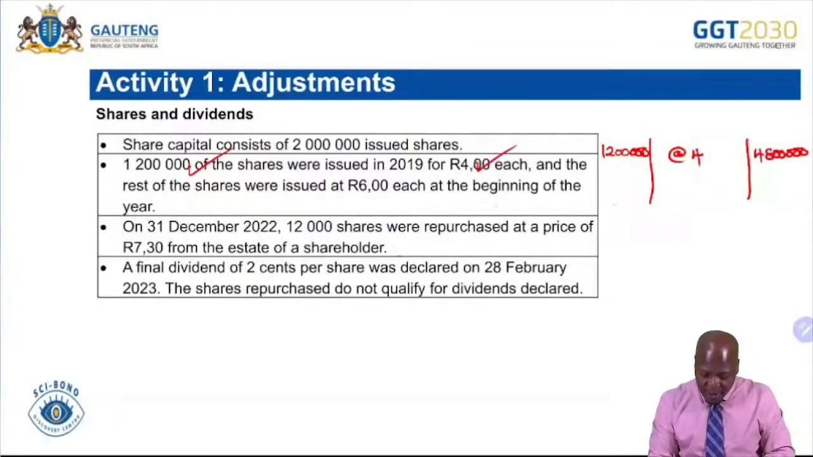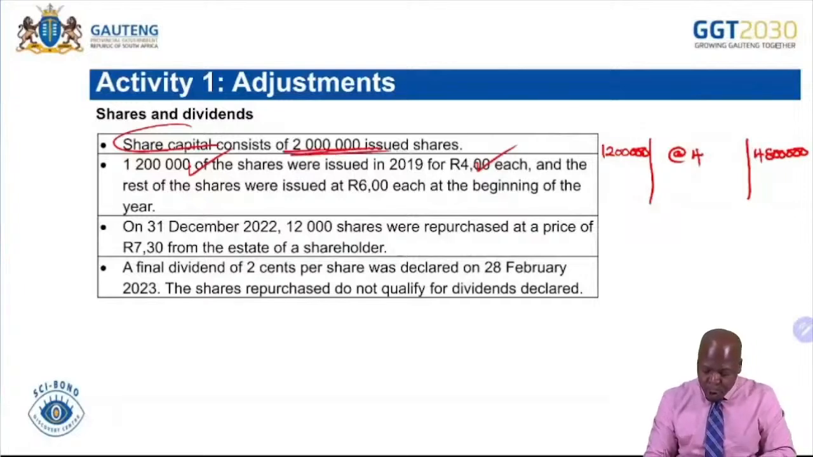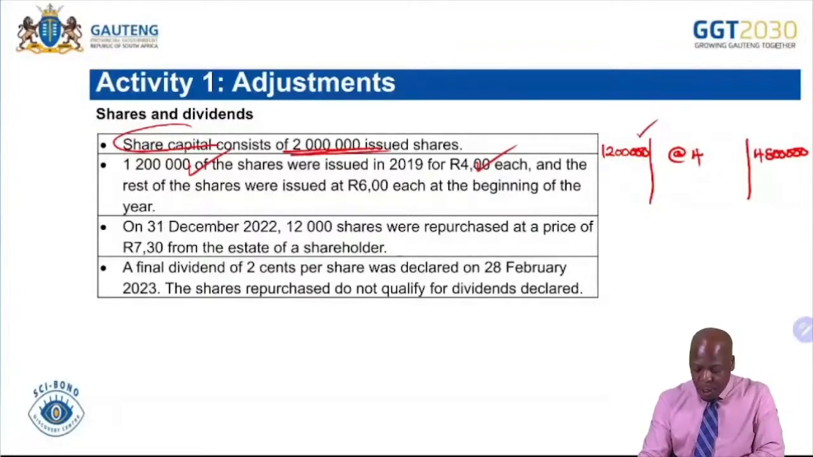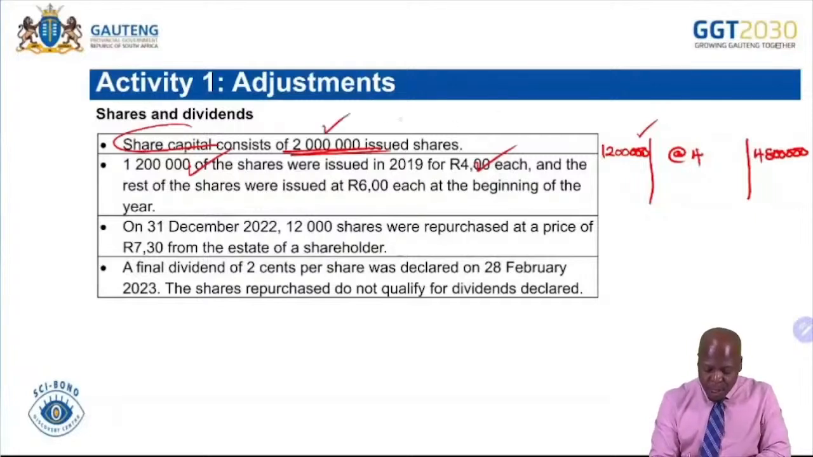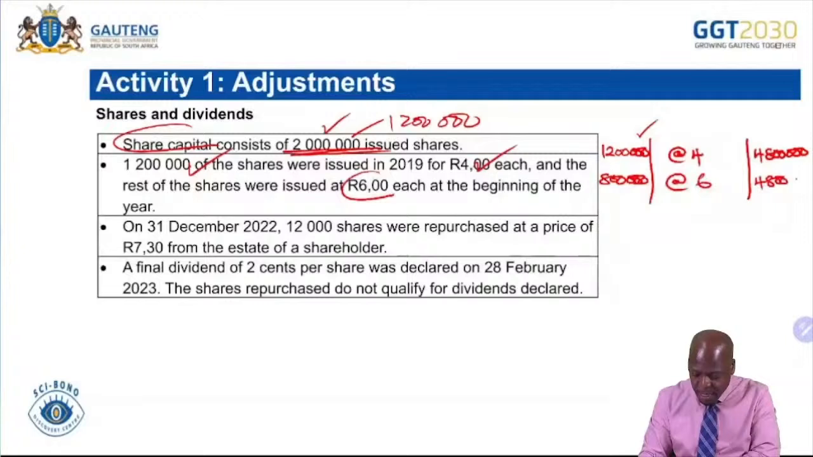And the rest of the shares, because the share capital consists of 2 million, so the 1.2 was issued at 4 rand, the rest of the shares to make it 2 million. So in other words, I'm saying 2 million minus the 1.2 to give me now 800. So I'm going to come here and I'm going to issue 800, the 800,000 shares were then issued at 6 rand. These are issued at 6 rand. That will give me again another 4.8 million.